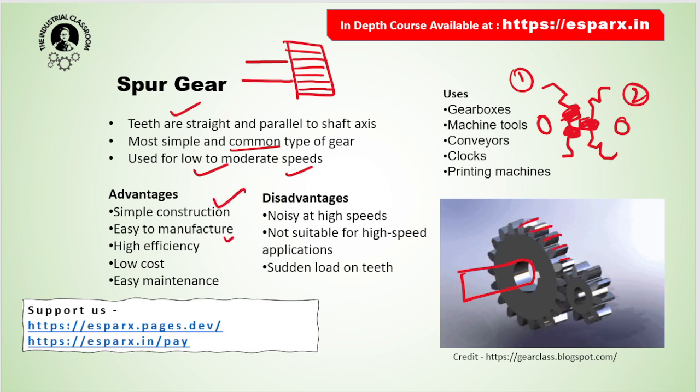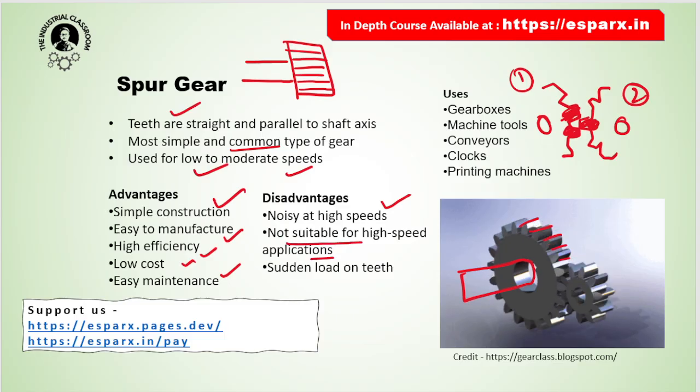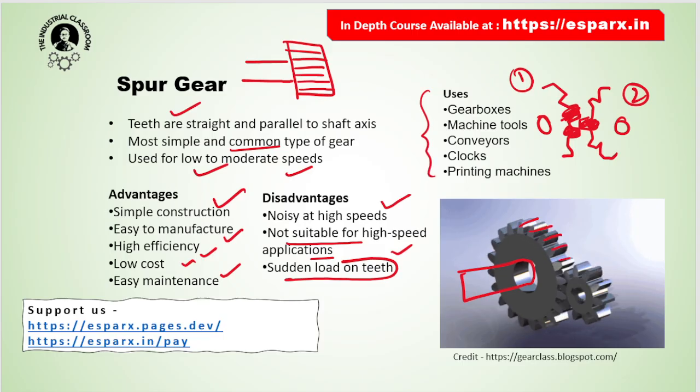It is simple construction, easy to manufacture, high efficiency, low cost, easy maintenance. But at high speed it is very noisy because there is a direct line contact and it is not suitable for high speed application, and there is sudden load on the teeth. But in small gearboxes, in machine tools, in conveyors, clocks and printing machines, we use this spur gear.